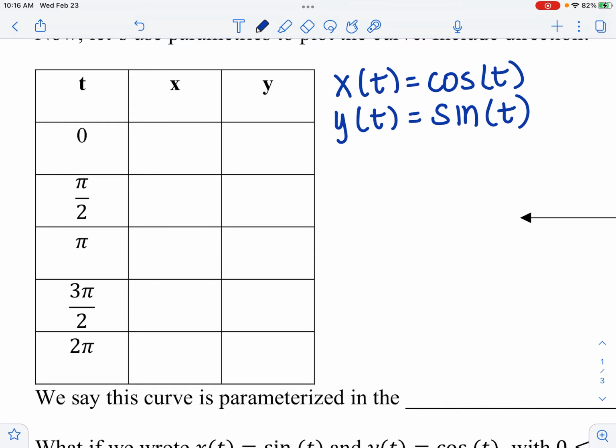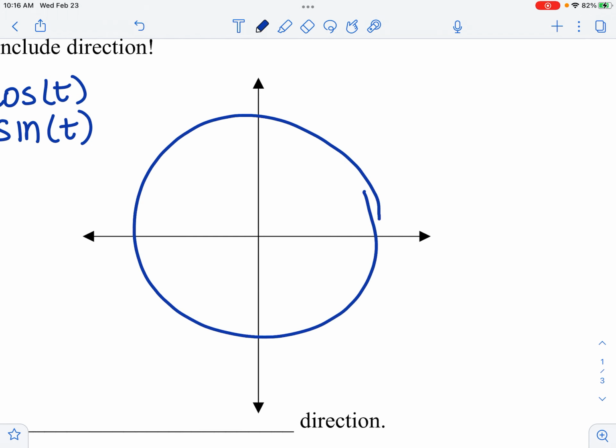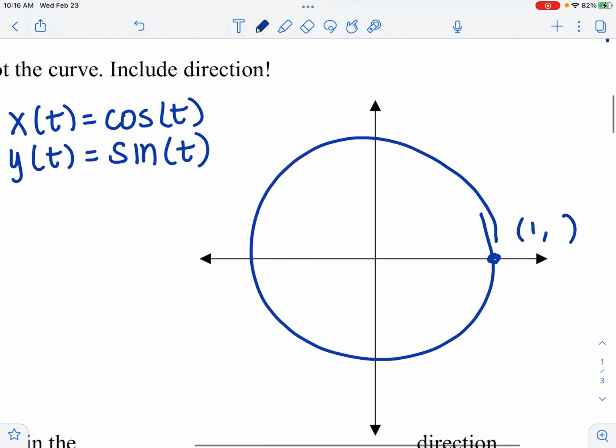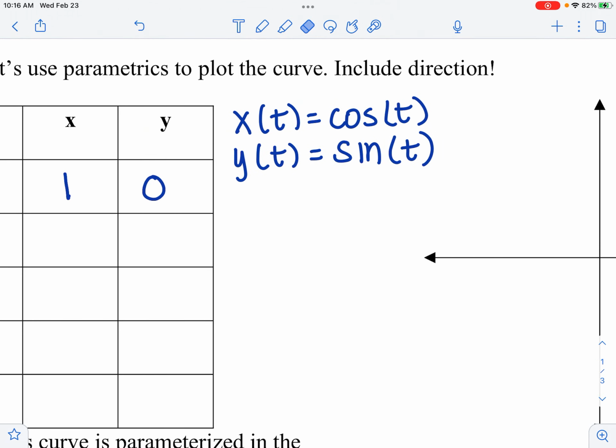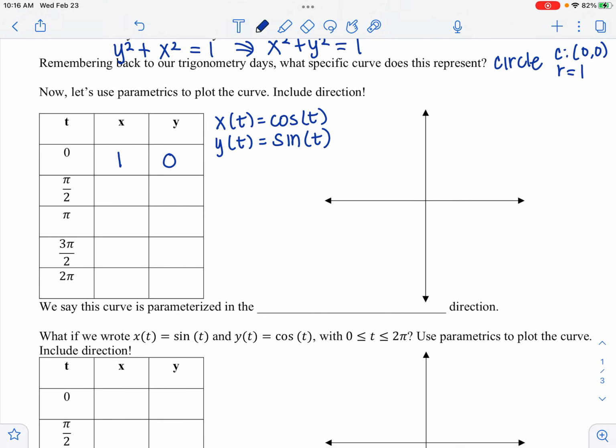I'm going to plug in 0, so I need the cosine of 0. Let's think about where 0 is on the unit circle. I need to know the ordered pair, because the cosine is the x value. Cosine is 1, and sine is 0. We can write down the ordered pairs as we go around. At pi over 2, which is up here, that is 0, 1. At pi, which is right here, negative 1, 0. 3 pi over 2 down here is 0, negative 1. And then back to 2 pi is 1, 0.